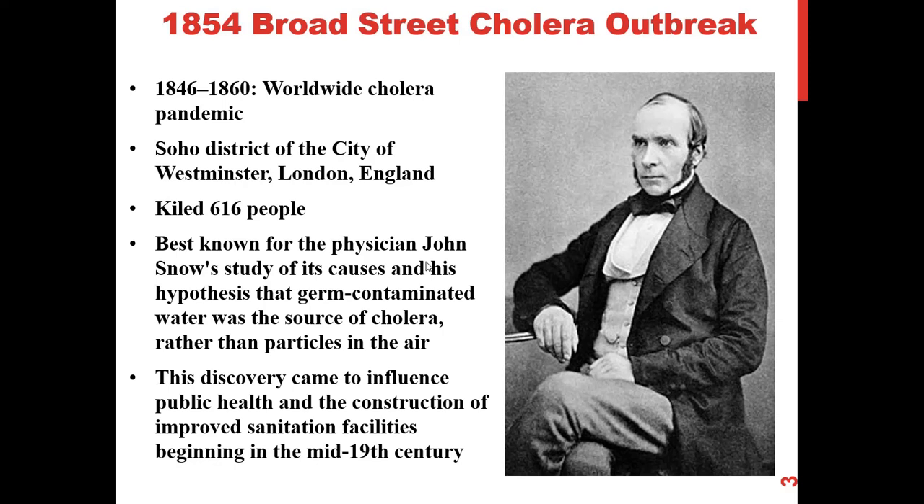This outbreak killed 616 people, and it is best known for the physician John Snow's study of its causes and his hypothesis that germ contaminated water was actually the source of cholera rather than particles in air. In those days, the source of cholera was unknown, and many people used to think that it transmits through air. But John Snow's study established pathogen in water as the source of cholera, and this discovery came to influence the public health and construction of improved sanitation facilities beginning in the mid 19th century.